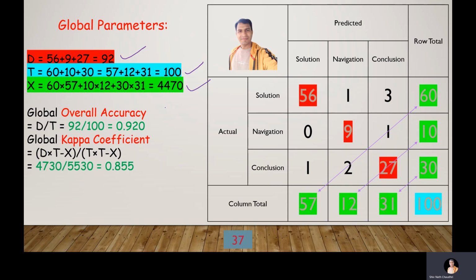After calculating D, T and X, the global overall accuracy can be calculated as D upon T and the global kappa coefficient can be calculated as D into T minus X upon T into T minus X. So the global overall accuracy in this case is 0.920. If we want to represent it in percentage, then multiply by 100 and we get the global overall accuracy as 92% and the global kappa coefficient is 0.855.